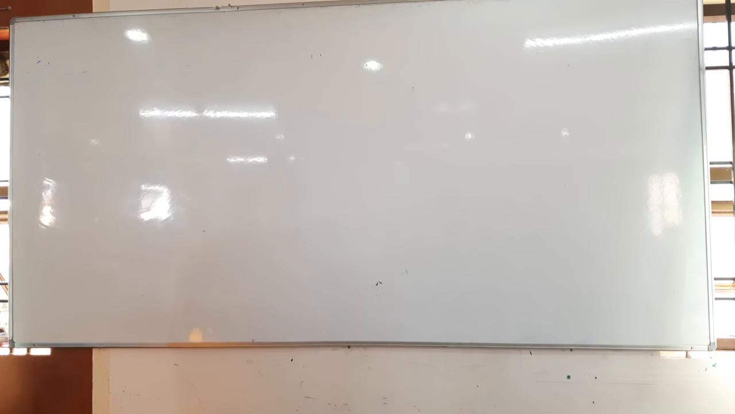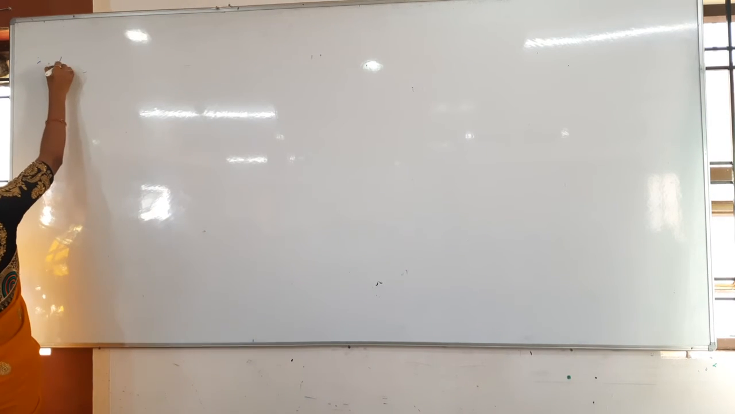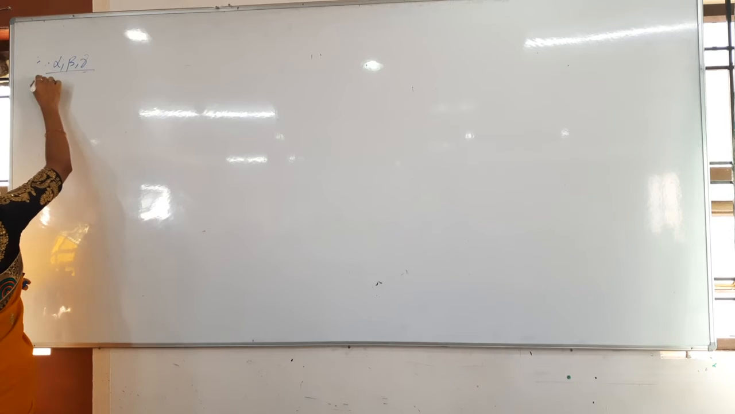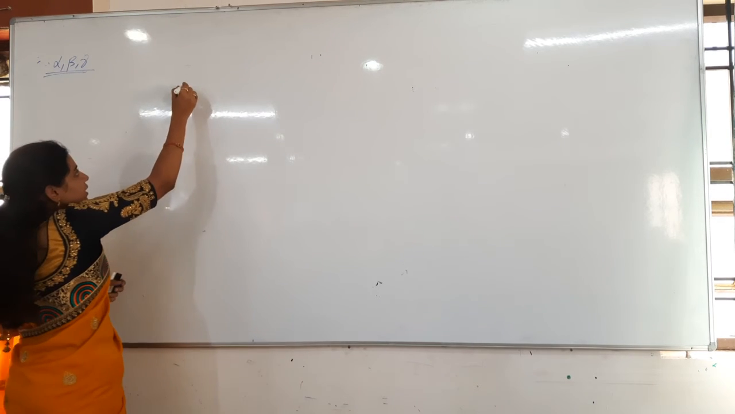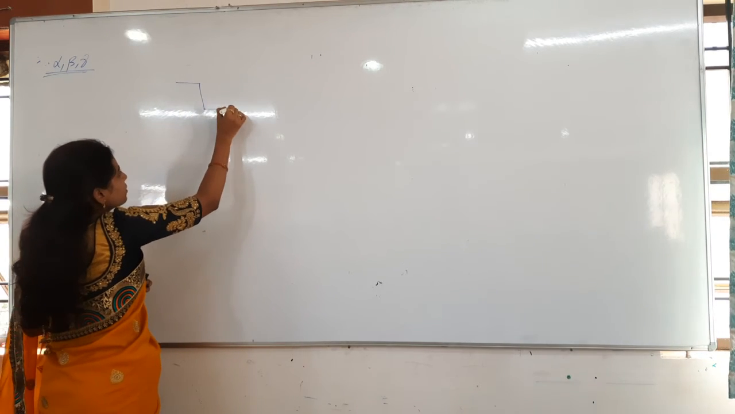Then the next one is the relation between alpha, beta, gamma. Relation between alpha, beta and gamma. We will take the common base configuration first.